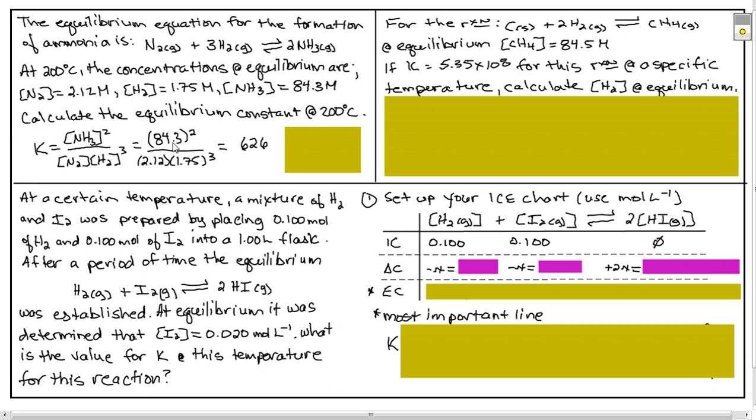So we substitute our numbers for our concentrations, and we plug and play, and we get a value of 626. And of course, whenever doing these questions, we always finish the question off with a therefore statement. So therefore, at 200 degrees Celsius, the equilibrium constant for this reaction would be 626. We're not going to bother with units.